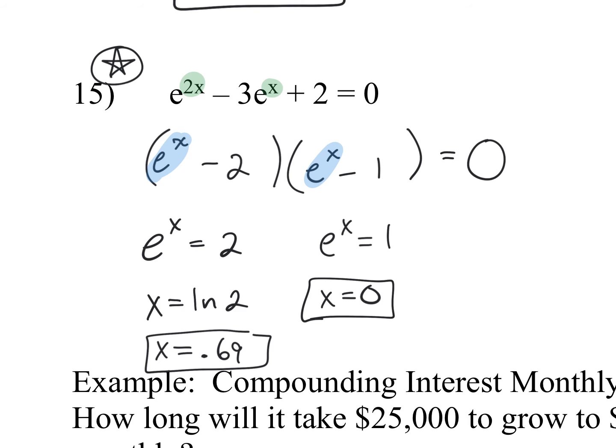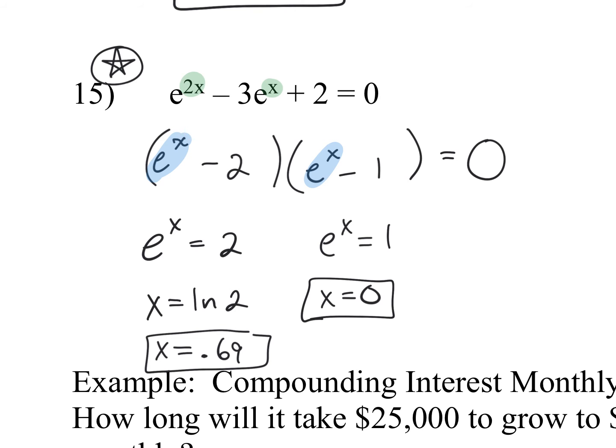Our e to the 2x is the same as e to the x times e to the x. Remember that we add exponents when we multiply common bases. And then I just factored. I found that e to the x minus 2 times e to the x minus 1 would equal 0.